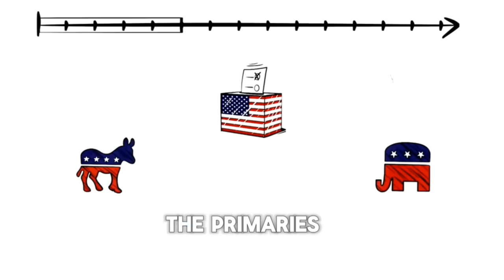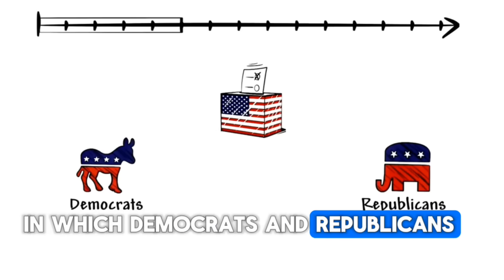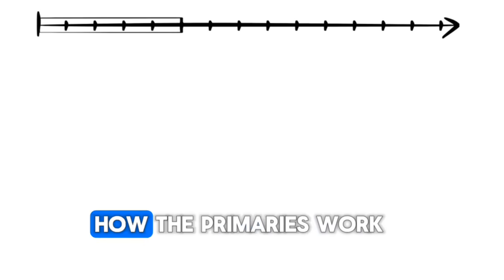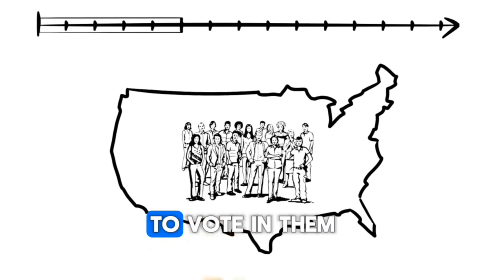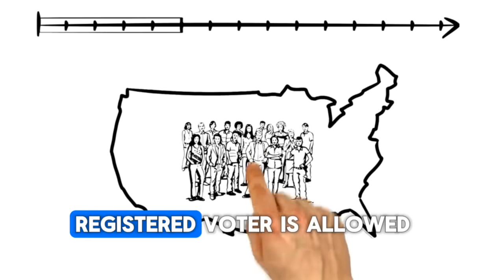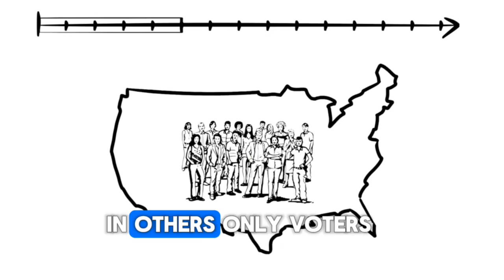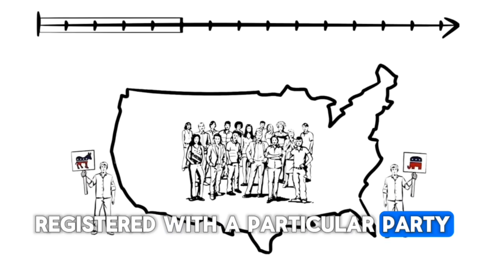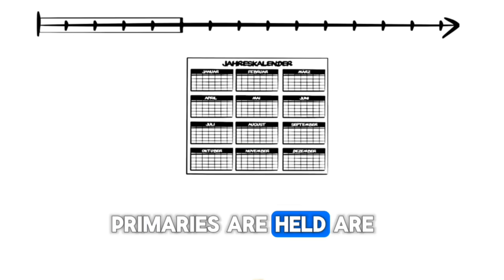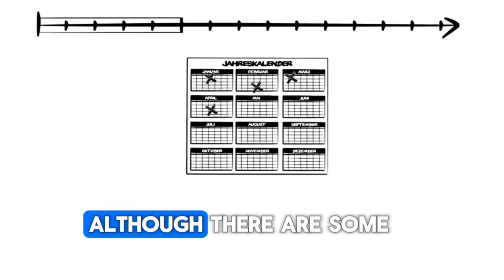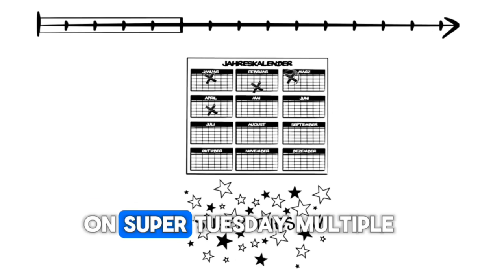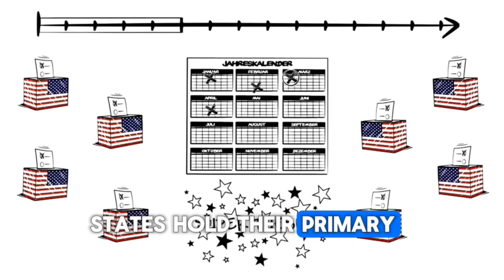It all starts with the primaries, in which Democrats and Republicans each decide who is going to be their presidential candidate. How the primaries work and who is eligible to vote in them varies from state to state. In some states, every registered voter is allowed to vote. In others, only voters registered with a particular party can cast a ballot in that party's primary. Even the dates the primaries are held are different in each state, although there are some cluster primary dates. For example, Super Tuesday. On Super Tuesday, multiple states hold their primary.